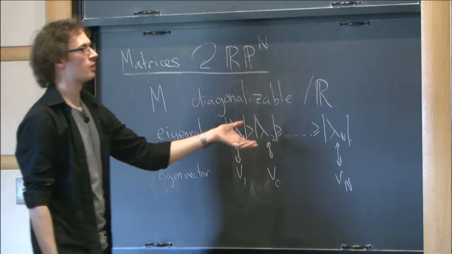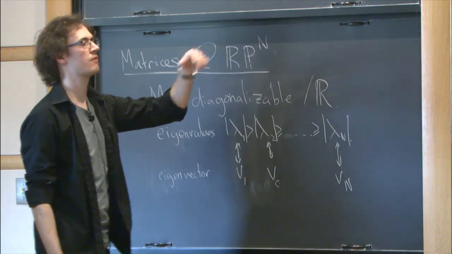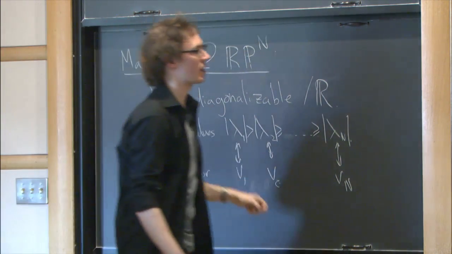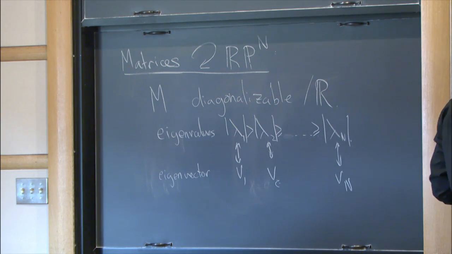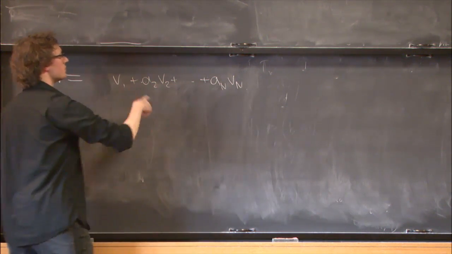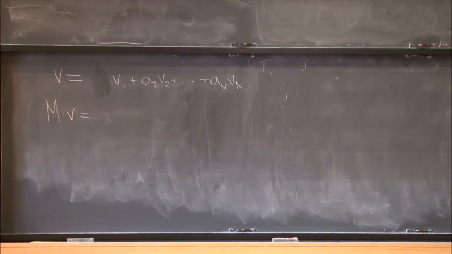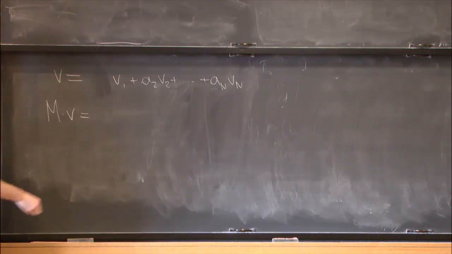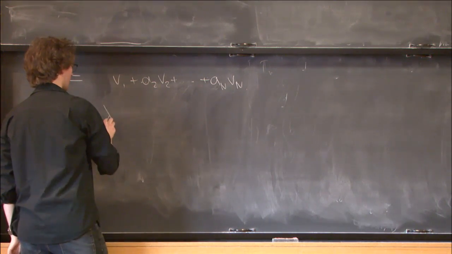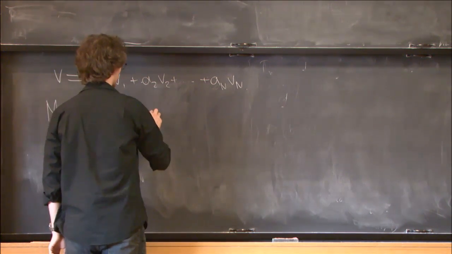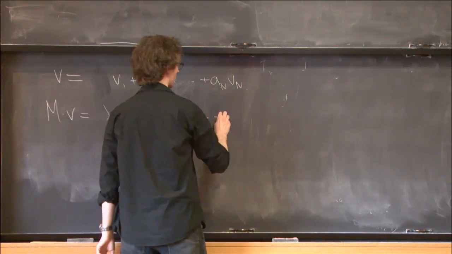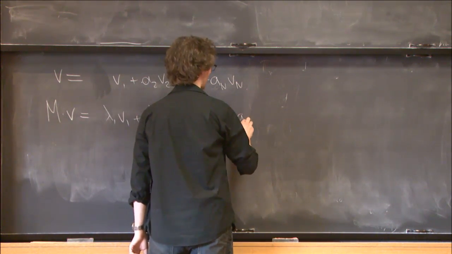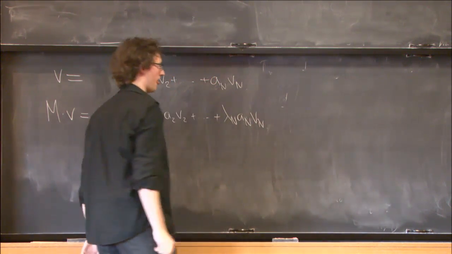OK, so the question is, if this is my vector v that I've written down, what happens when I apply this matrix M? If I apply this matrix M to this vector v, then each one of these terms that I see here just rescales by its corresponding eigenvalue. So over here, this is going to be lambda 1 v1 plus lambda 2 a2 v2 plus lambda n an vn.